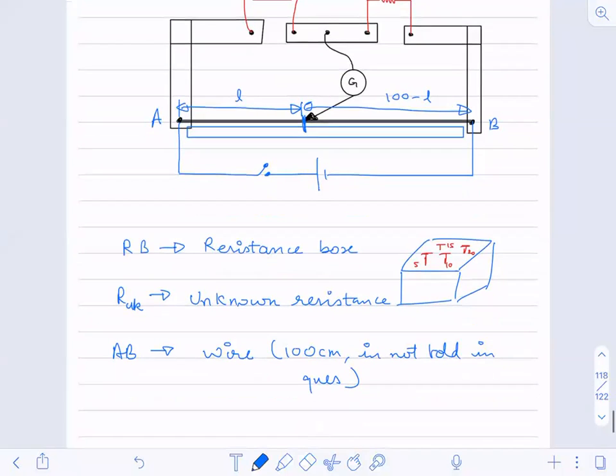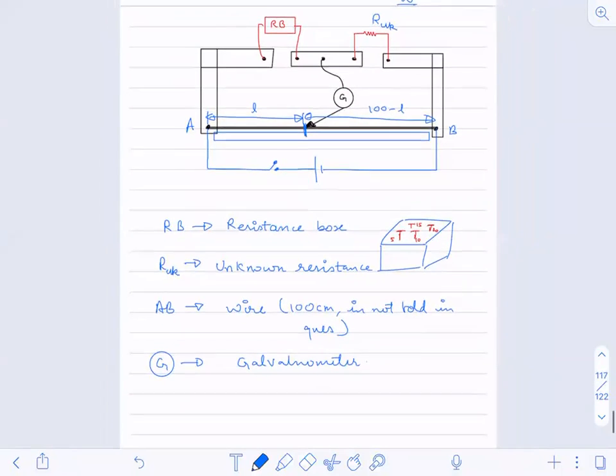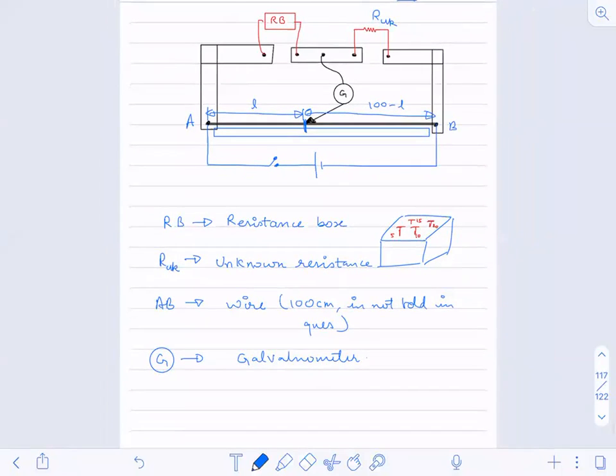Now, what is this G here? This is Galvanometer. So is everything clear now? This experimental setup is clear to everyone. How you will measure that, I will take in the next class.